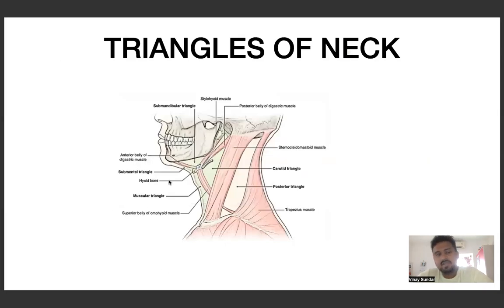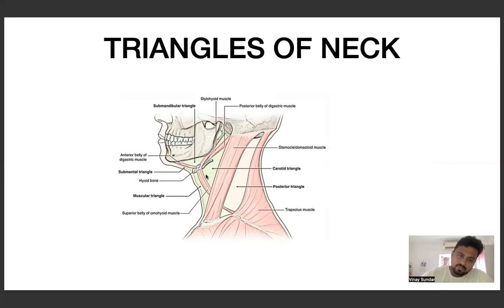Triangles of the neck: very, very popular, very famous questions. A lot of times it has been asked. So very simple, I'm going to explain this to you. Imagine the neck to be a quadrilateral, a four-sided figure. Now you draw a diagonal. The diagonal is nothing but your sternocleidomastoid. Once you draw the sternocleidomastoid, you will have two triangles, the big triangles.